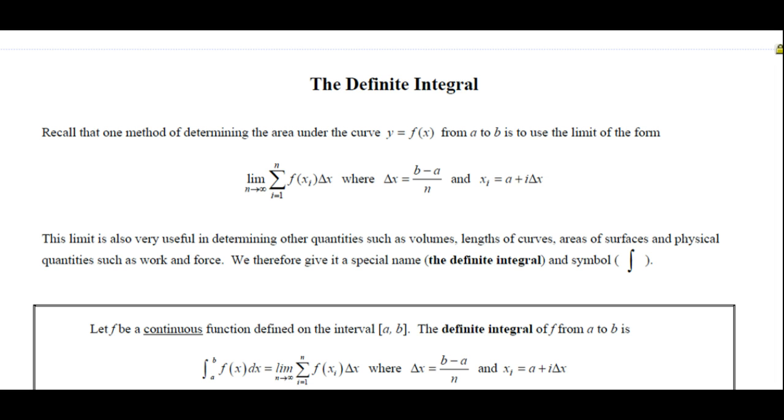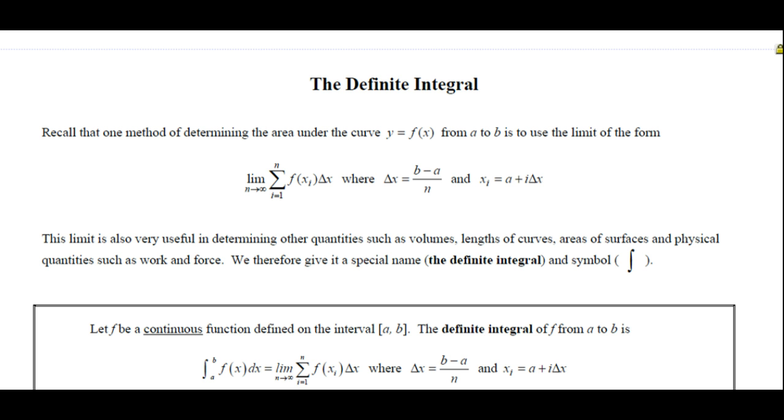Recall that one method of determining the area under the curve y equals f of x from a to b is to use the limit of the sum. You're going to be tested on this on Monday, right? The formula is on the formula sheet. That's the area under a curve.